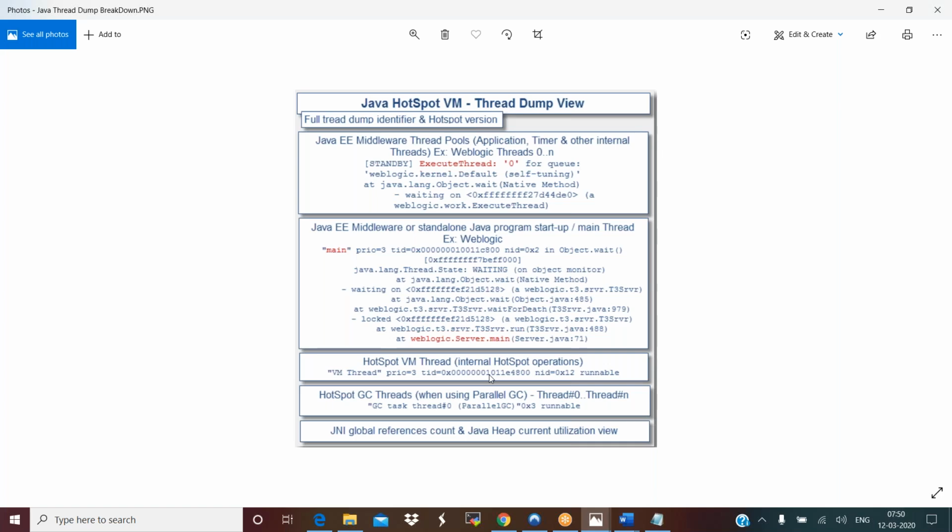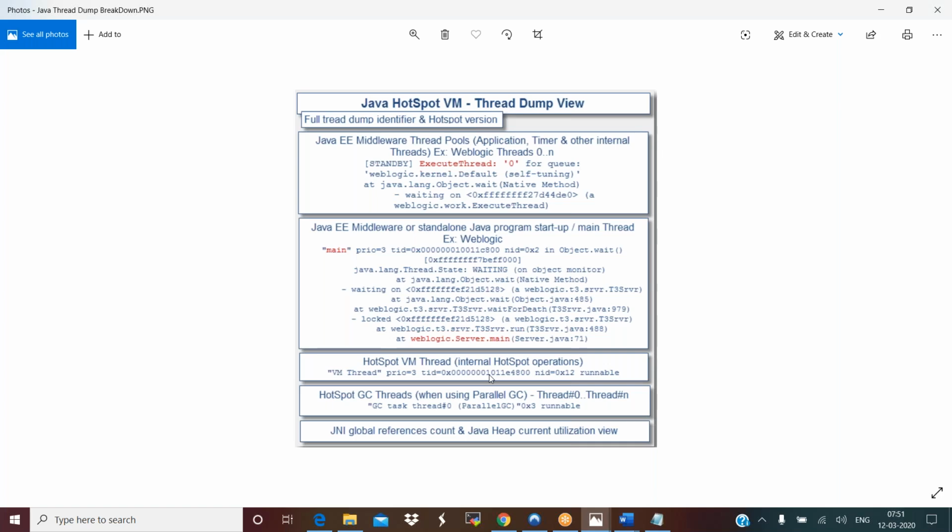Until and unless you see some high CPU utilization, you don't go back and look at the HotSpot VM thread. You only consider the thread pools here, the WebLogic main thread, and other threads that are created and managed automatically inside the JVM with the help of Java HotSpot VM. The first two sections you worry about. Forget about the HotSpot VM thread. You have to worry only when you see some kind of high CPU utilization.